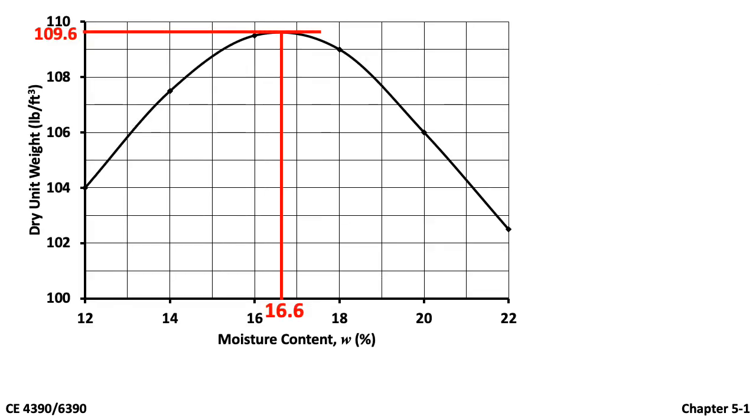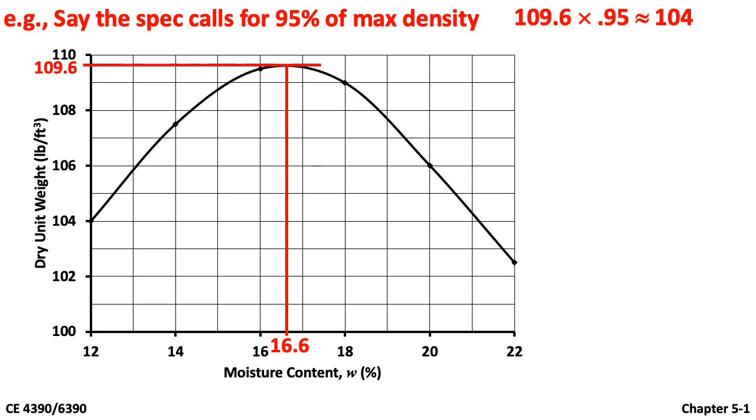This is a moisture density relationship curve for a certain type of soil. From this chart, the optimum moisture content is 16.6%, which can result in a maximum dry unit weight of 109.6 pounds per cubic feet. If the spec requires 95% of the max density, the desired density is equal to 95% of 109.6, or 104 pounds per cubic feet. Using this chart, you can identify the required range of the moisture content. It should be from 12% to 21%.